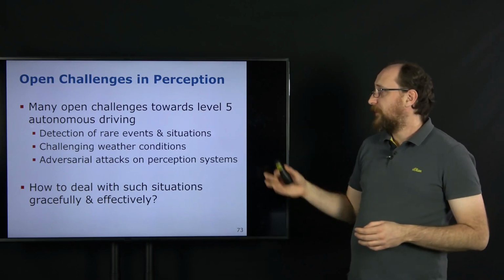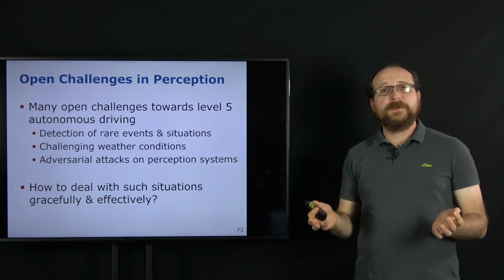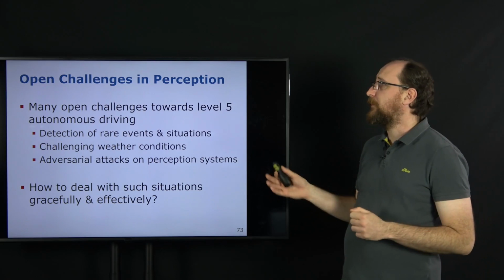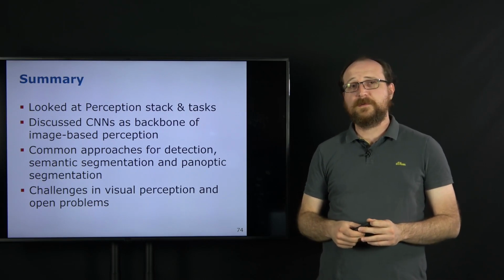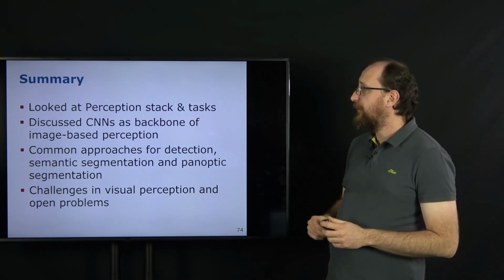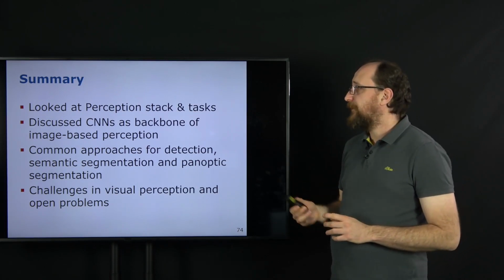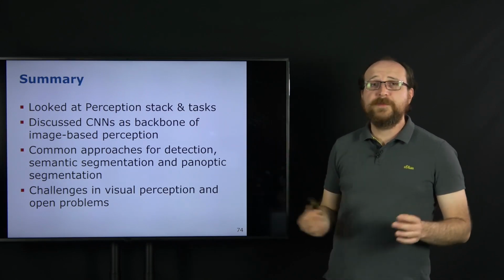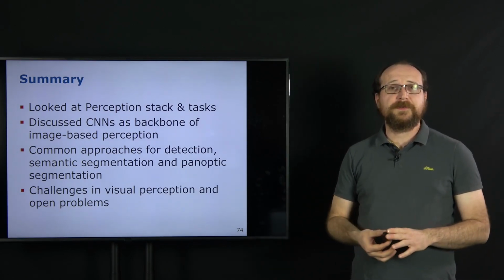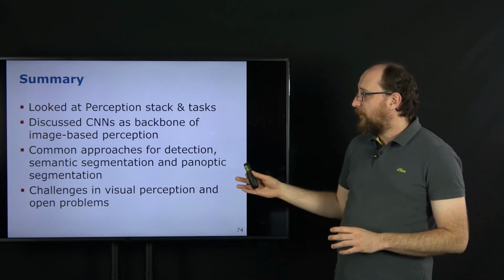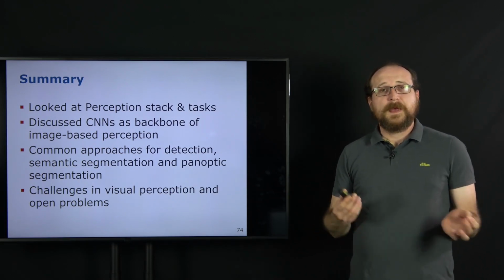Because maybe in such level 5 vehicles there will be no steering wheel anymore. So therefore the companies have to somehow figure out how to do this in the right way. But with this I'm also coming to an end. So we looked in this lecture at the perception stack, but also at perception tasks, specifically vision perception tasks. We discussed a little bit about CNNs as a backbone of most image-based perception, but also covered approaches for detection, semantic segmentation and panoptic segmentation. In the end, I talked a little bit about the challenges in visual perception and some open problems that need to be solved.